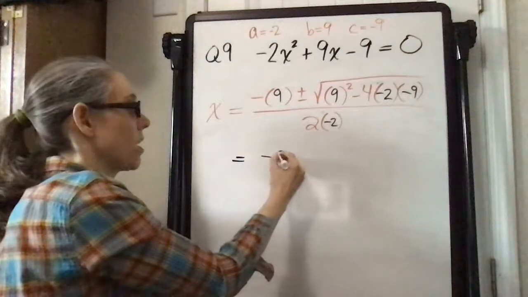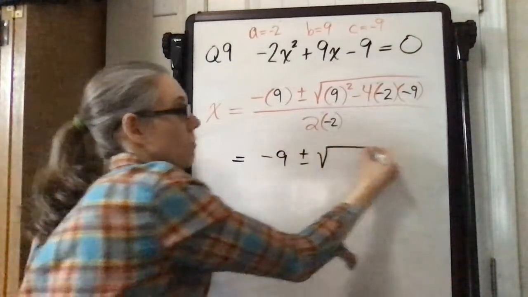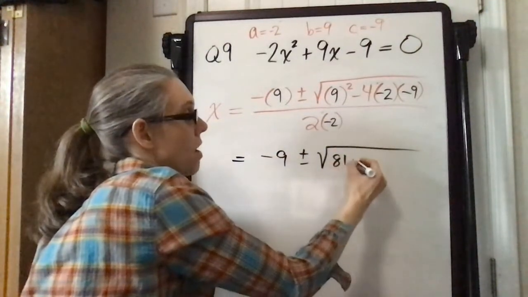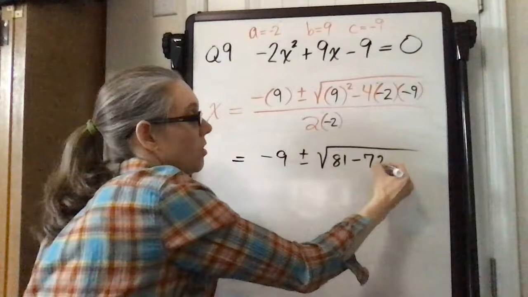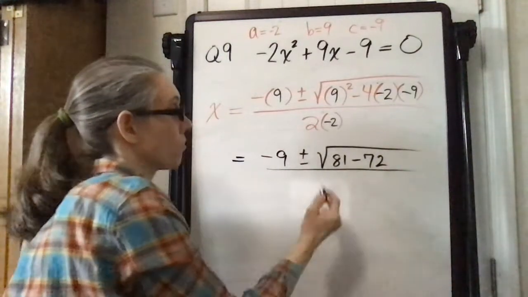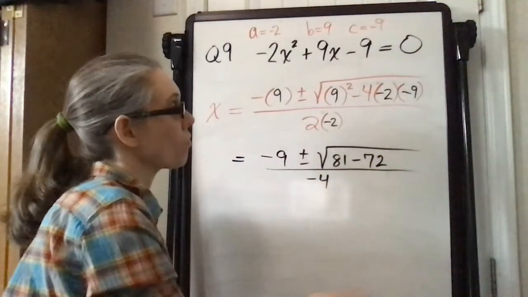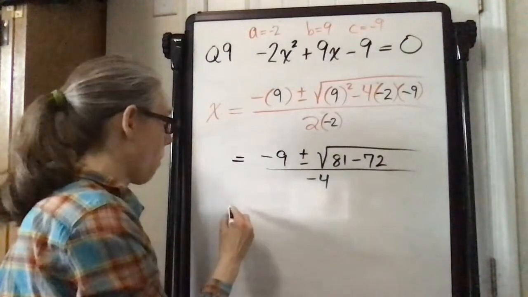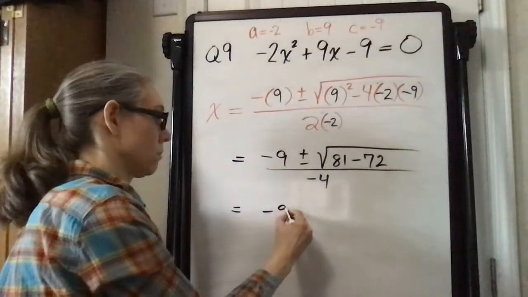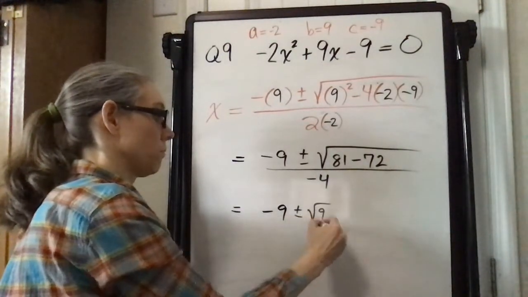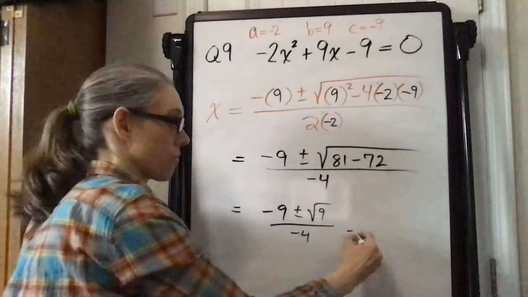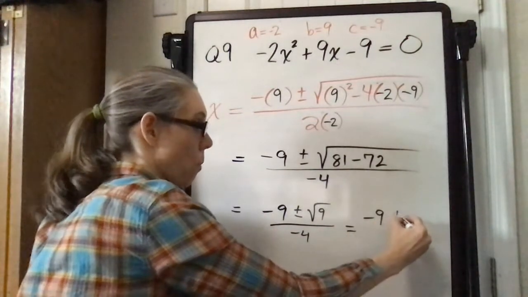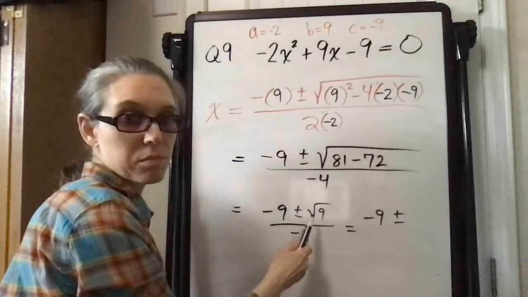So this is negative 9. I have 81 minus 72. 81 minus 72 is 9. So this radical will simplify.